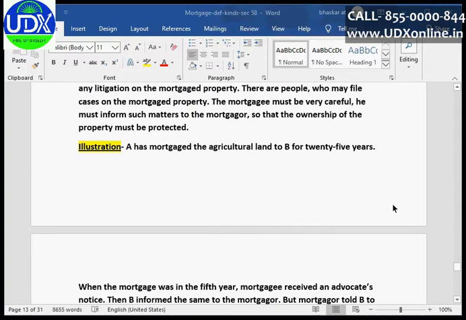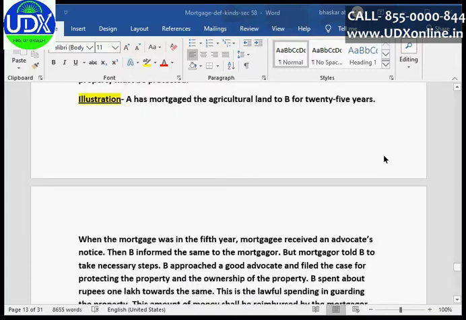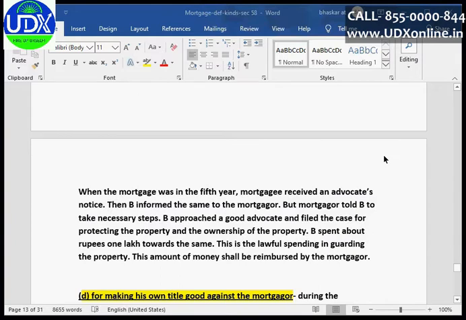Okay, so I'm just giving a small illustration here. A has mortgaged agricultural land to Mr. B for 25 years. So A is the owner of an agricultural land. He has mortgaged the land to Mr. B for 25 years. Consider the mortgage is in the 5th year, out of the 25 years total period.